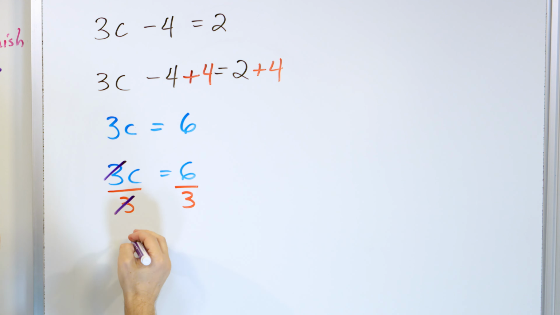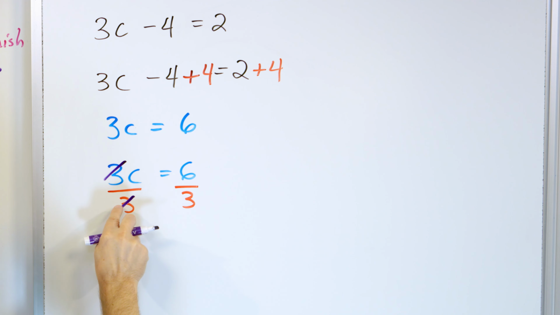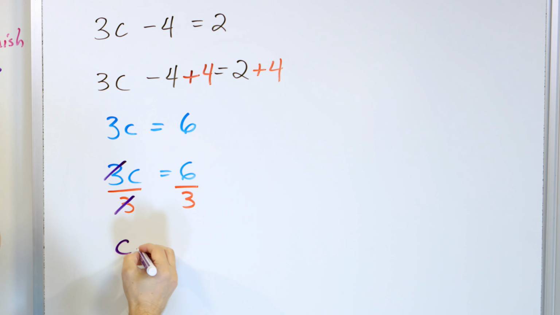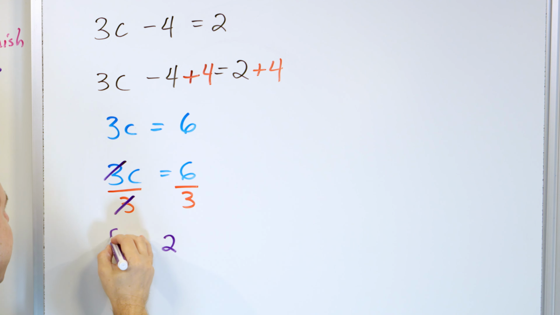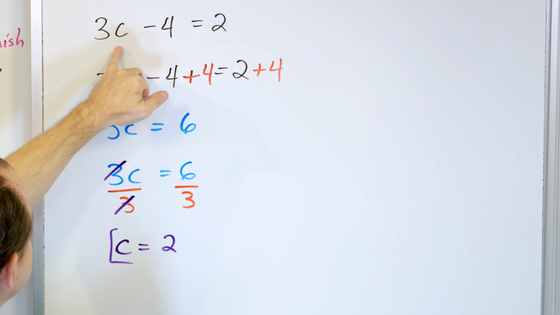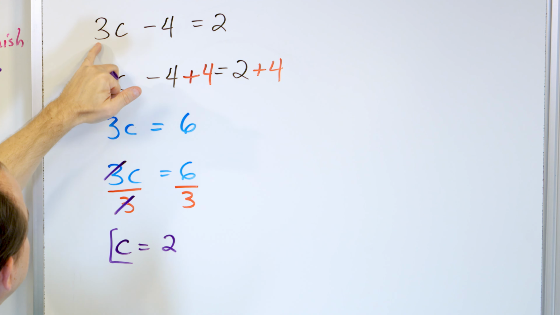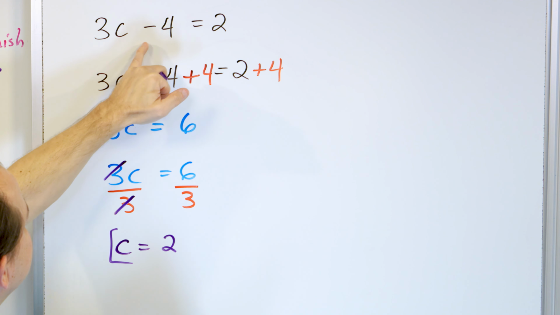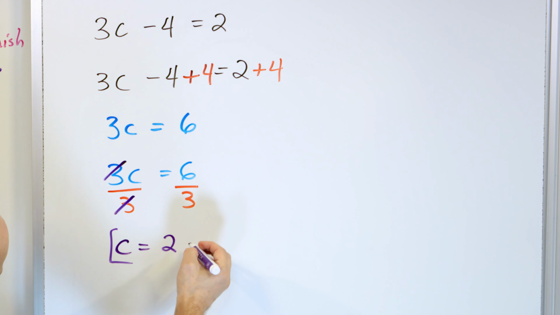3's will cancel. And then notice how everything's multiplied in the top, so we can cancel these 3's. We have a single c left over. 6 divided by 3 is 2, and this is the final answer. Check yourself. Put it in there. 3 times 2 is 6, because from order of operations, we do multiplication first before subtraction. So 6 minus 4 is 2, and that means this is the right answer.